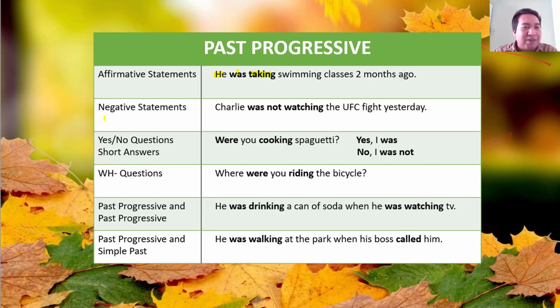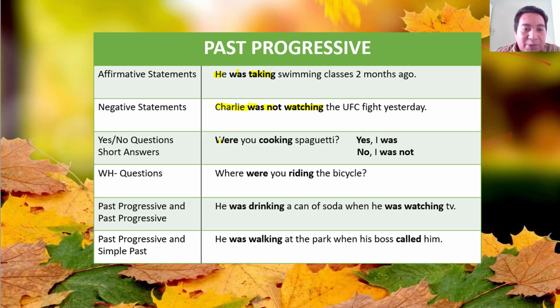Now let's move on to the negative statements. Charlie was not watching the UFC fight yesterday. Subject Charlie, verb to be in the past, for Charlie was, because it's a negative statement. Not, was not. The verb plus ing, in this case watch. So wasn't watching what? The UFC fight yesterday. It's very easy. Now, yes, no questions and short answers.